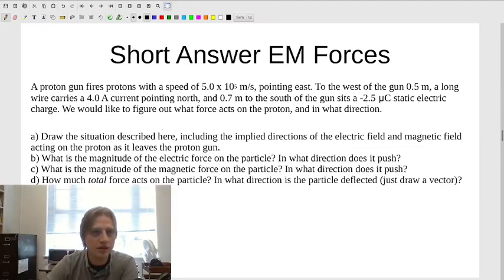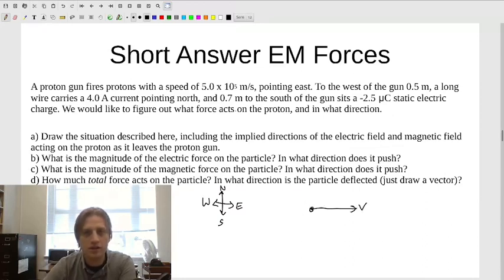So here it is. It says a proton gun fires protons with a speed of 5 times 10 to the 5th meters per second, pointing east. Okay, so I'm going to just draw this, my north, east, south, and west. So my V is going to be going in the east direction, so that's my plus x direction if I've drawn my axis like that.